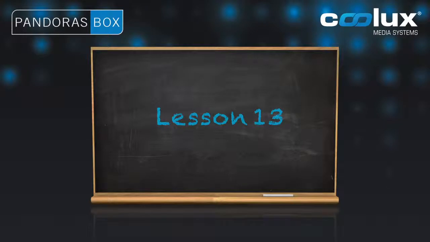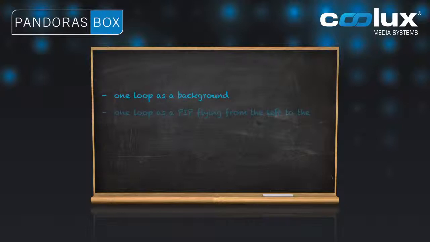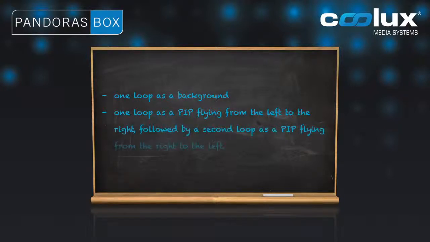In this lesson, we'll tackle a new situation. We'll start with one loop as a background, followed by a second loop that will act as a picture-in-picture and will fly through our composition from left to right, followed by a second pip flying from right to left.